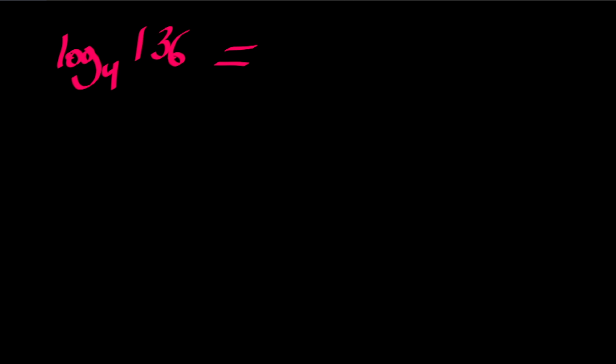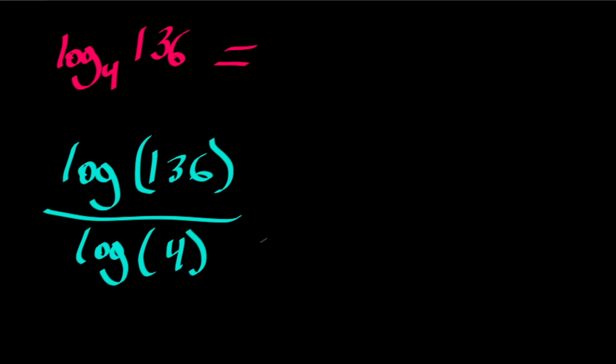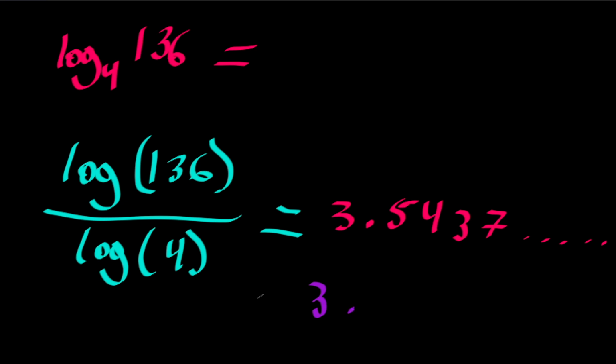Let's just try to do the change of base formula, which means we say log of a, which is 136, divided by log of b, which is 4. Let's just put that in the calculator, and it should give us the answer. So the answer ends up being 3.5437, and it probably keeps going. Now, I would probably round this to 1 or 2 decimal places. I'll just say it's about 3.5.